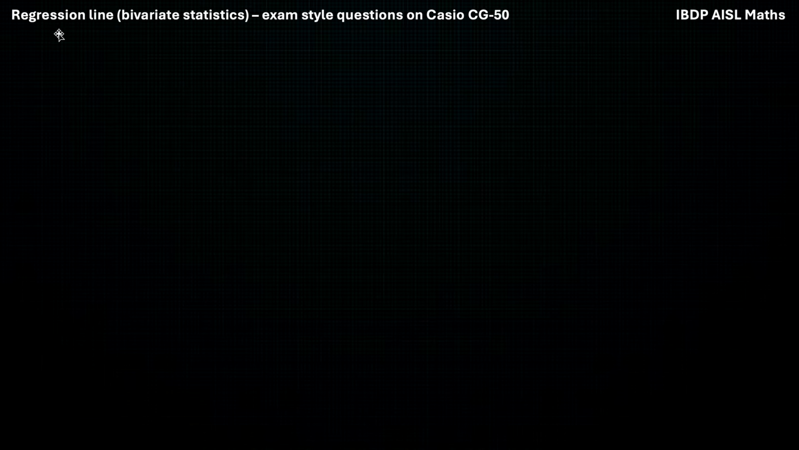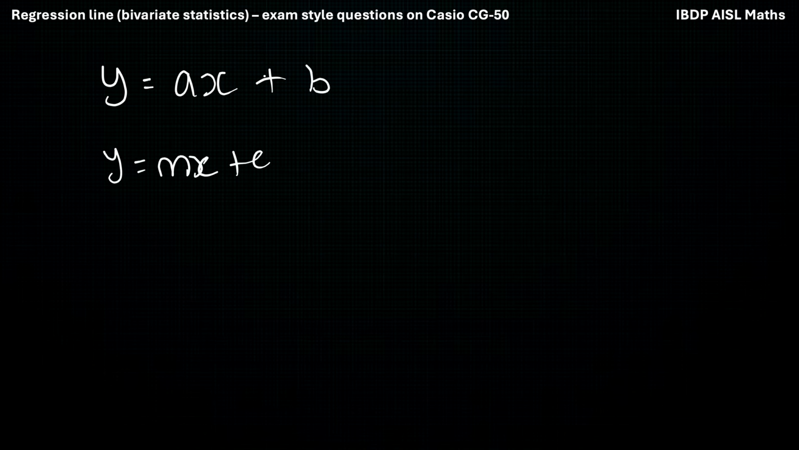Look at regression lines, how you can calculate it using your Casio CG-50 calculators, and some exam style questions that use it. So what is a regression line? A regression line is an equation in the form of y equals ax plus b, which is very similar to y equals mx plus c, right?